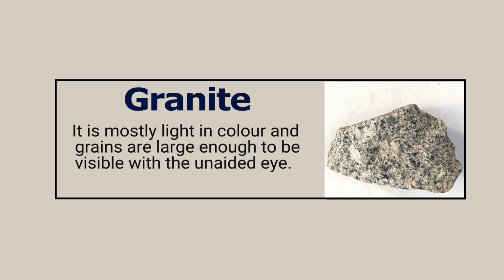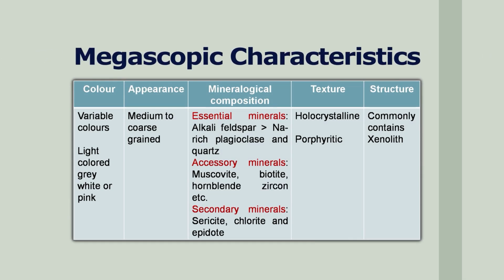As you can clearly see here, this is a hand specimen of granite, and you can clearly see the grains of alkali feldspar and plagioclase feldspar in it, and these dark colored minerals over here are likely micas or biotite. If we go for the megascopic characteristics of granite, granites are known to display variable colors. They may be light colored, grey, white, or sometimes even pink. Appearance wise, they are medium to coarse grained and you can clearly see the grains with the unaided eye.